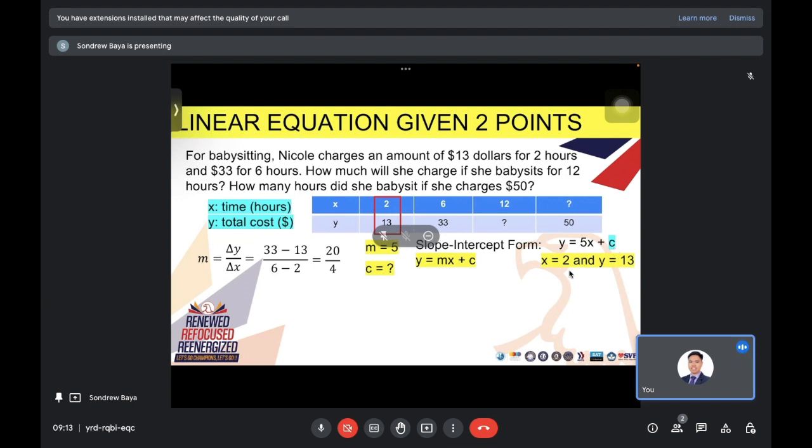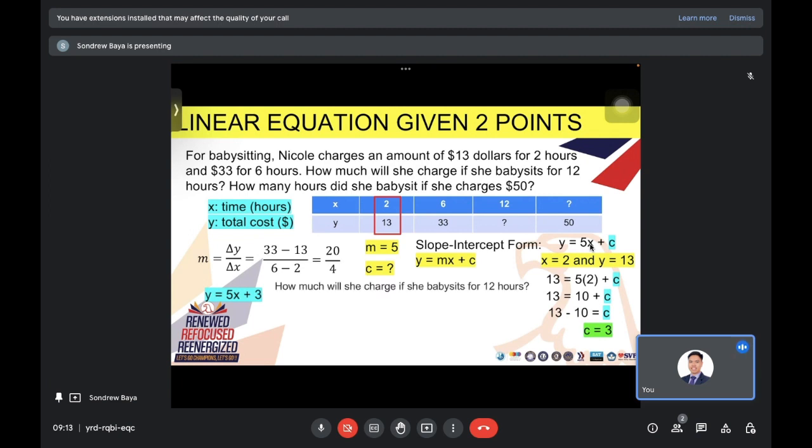So to solve for c, just put in the values. We have 13 equal to 5 times 2 plus c. That's 13 equal to 10 plus c. Therefore, your c is equal to 3. All right. Now, once we have the c, we can come up with a full linear equation, y equal to 5x plus 3. And thus, we can now solve for the first question.